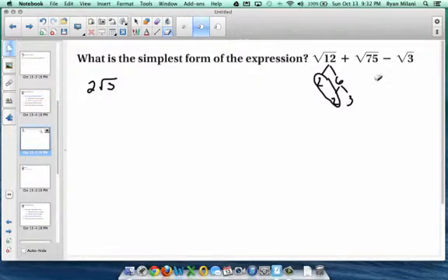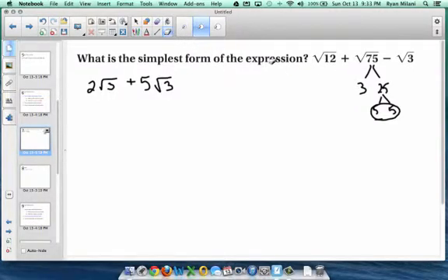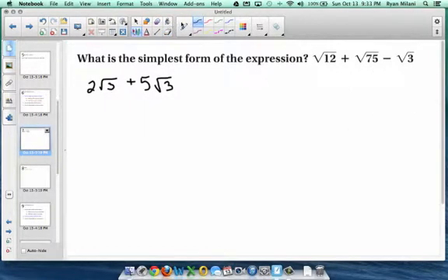Now I'm going to erase this work. I'll break down 75. That's going to be 3 times 25. And 25 is going to be 5 times 5. There's a pair right there. So square root of 75 becomes plus 5 on the square root of 3. Last thing I want to do is break down the 3. And 3 doesn't break down, so I'm just going to put minus square root of 3.